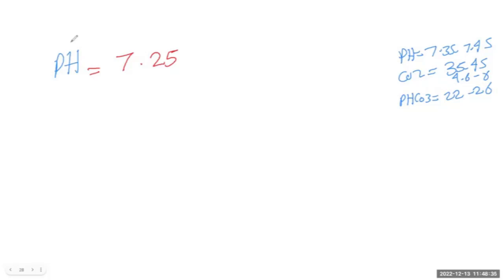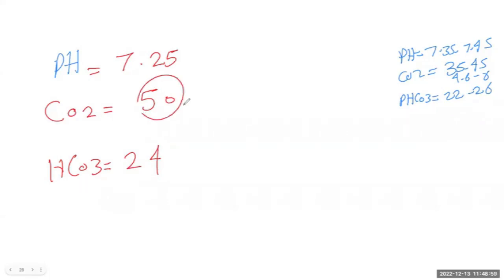Okay, I will continue my question. Carbon dioxide level is 50 and bicarb level is 24. Is it respiratory or metabolic? Respiratory. Why? Carbon dioxide increased, and increased carbon dioxide can lead to acidosis. So it's clear to be respiratory acidosis.